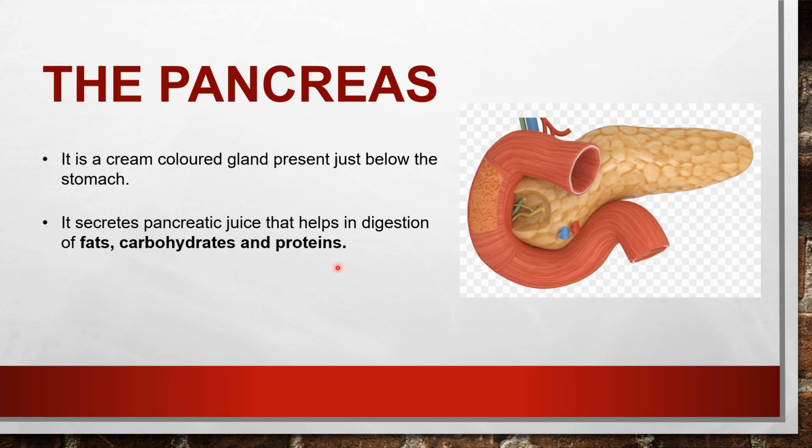Okay children, so today we learned about the small intestine only, the function of the small intestine, and about some other glands, that is the liver and pancreas. These two secrete some juices and release them into the small intestine, and those juices help in digestion. So these are the things we studied today.